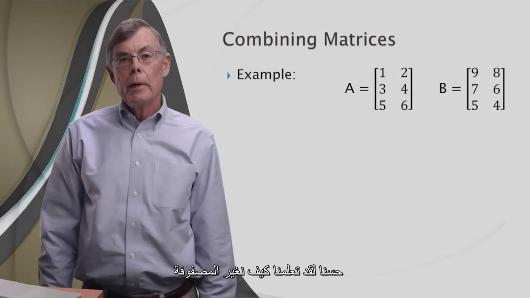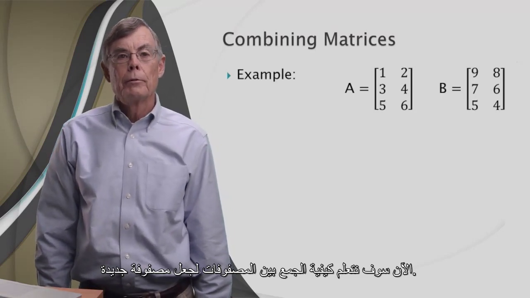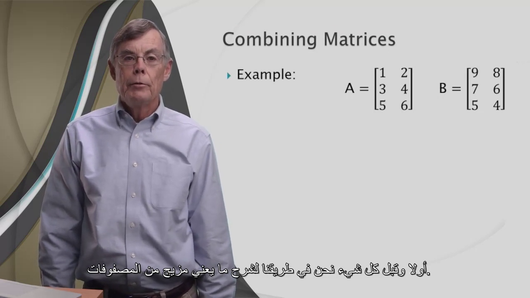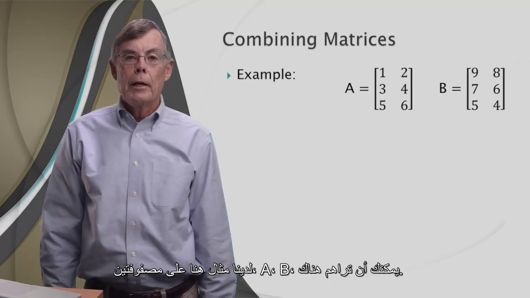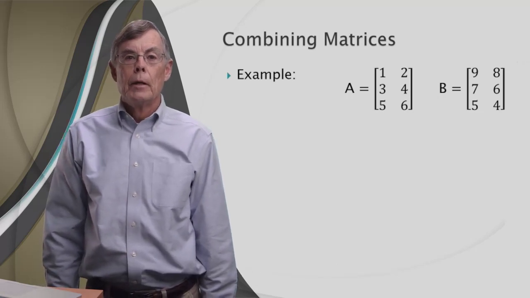We've learned how to change a matrix. Now we're going to learn how to combine matrices to make a new matrix. First of all, we're going to explain what the combination of matrices means. We've got an example here of two matrices, A and B. You can see them there.